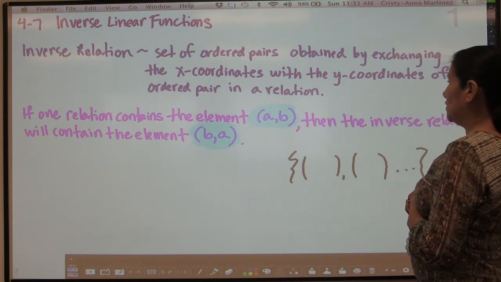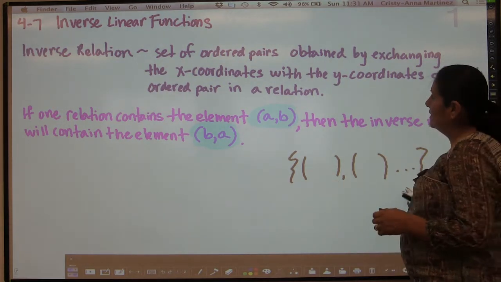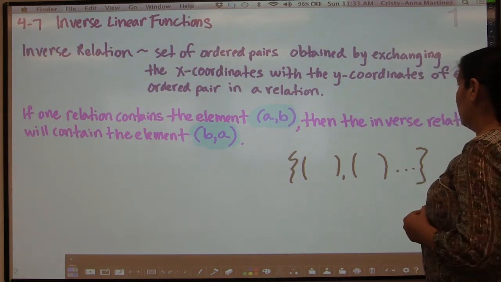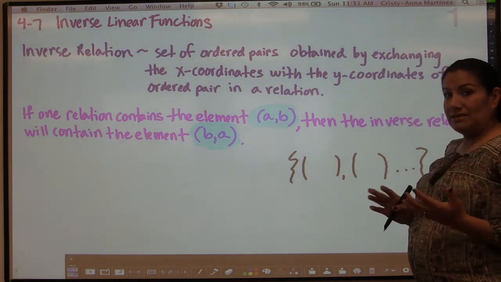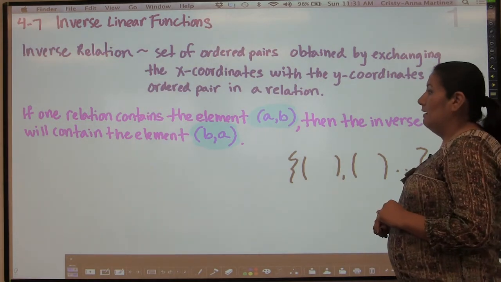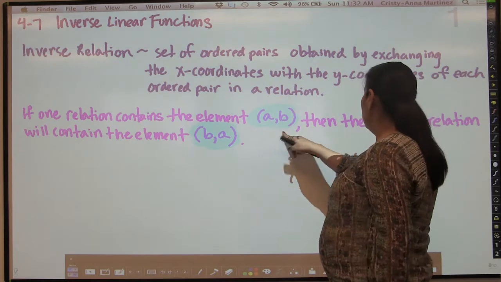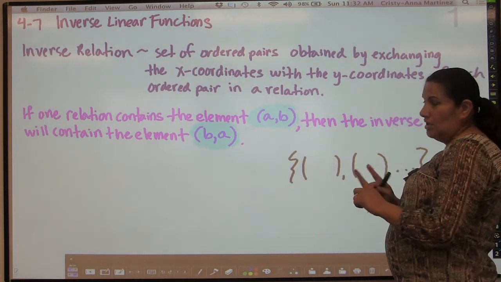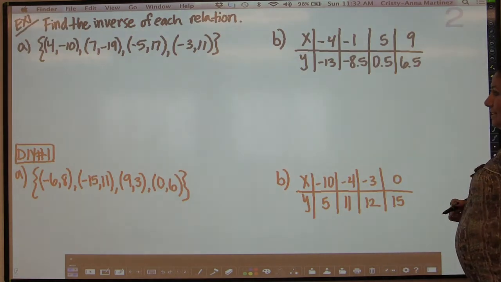So an inverse relation, it says here, is a set of ordered pairs, so that's why it's going to look like this. And it is obtained by exchanging the x coordinates with the y coordinates of each ordered pair in the relation. So it's not that complicated. Basically, all you're doing is you're going to switch the x and the y coordinates, and that's how you get the inverse. So basically, if one relation contains the element AB, then the inverse relation would contain the element BA, because you would switch the x and the y coordinates. And we're going to see that in our first example.